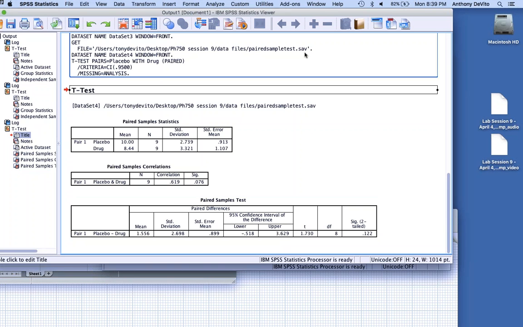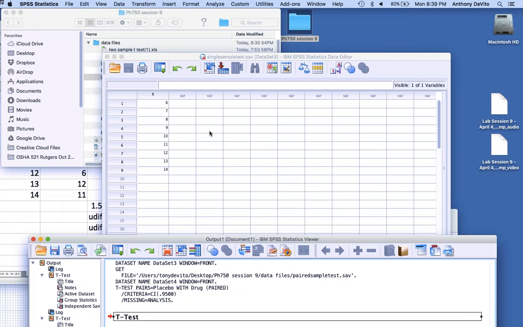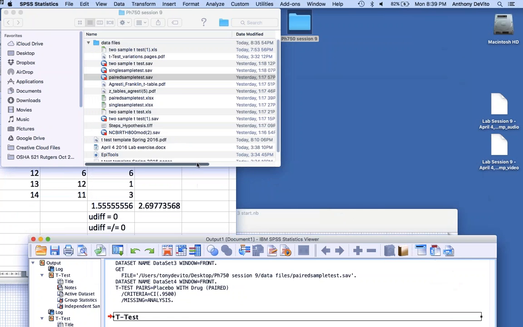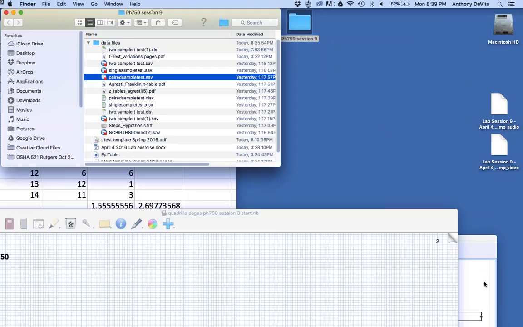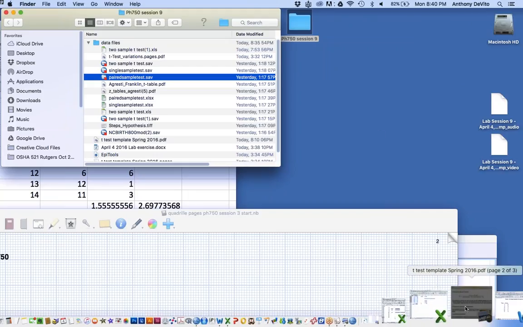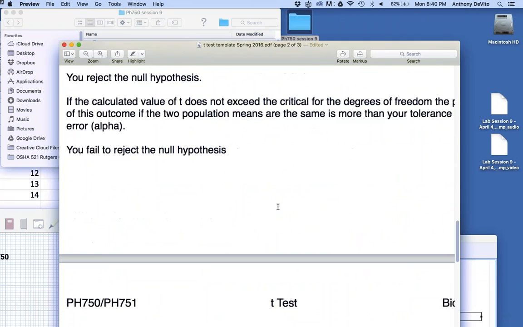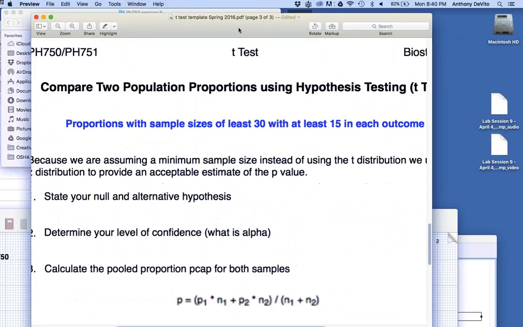Okay. So we're going to go over here to my table chart here. Oh, here we go. Okay, how do we deal with proportions? Okay, comparing the proportions of two populations.